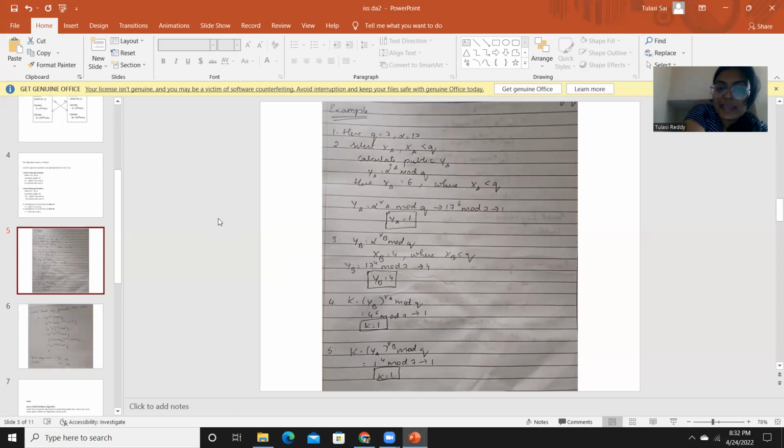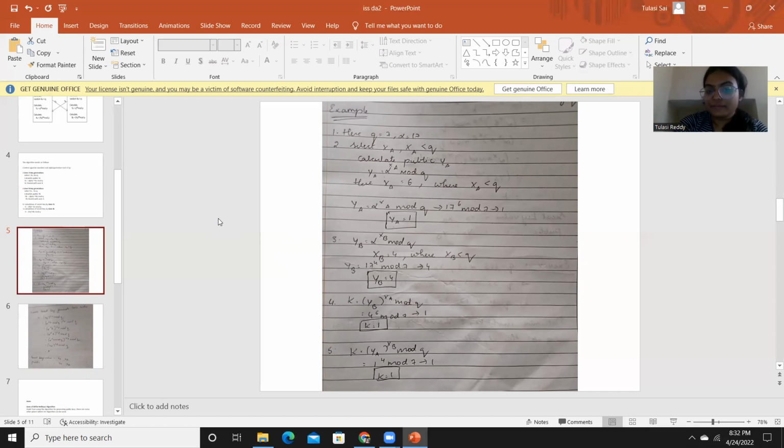So the fourth step is k is equal to yb to the power of xa mod q. So yb, as we calculated, is 4, and xa is 6, mod 7. After calculation, it is 1. So k is equal to 1.